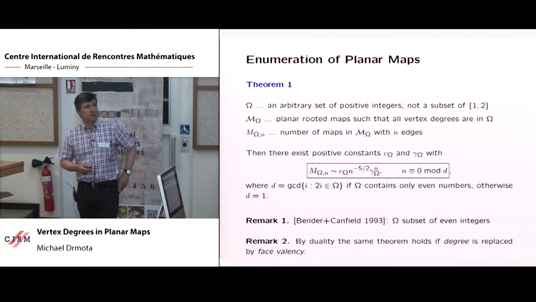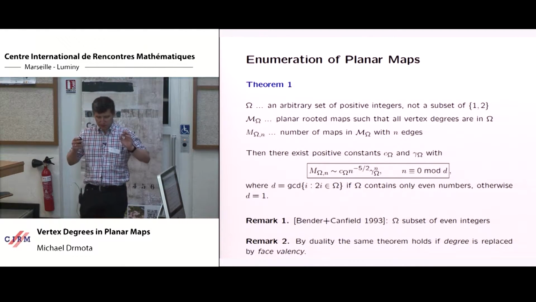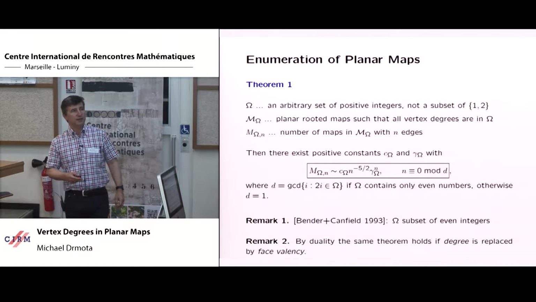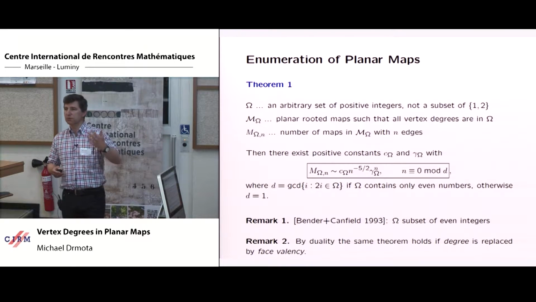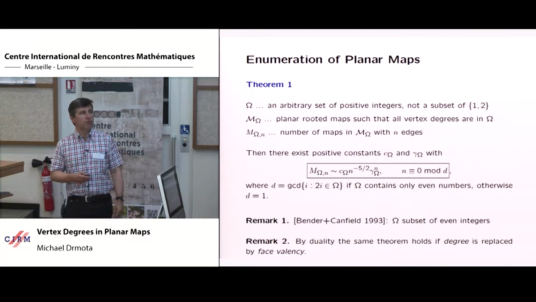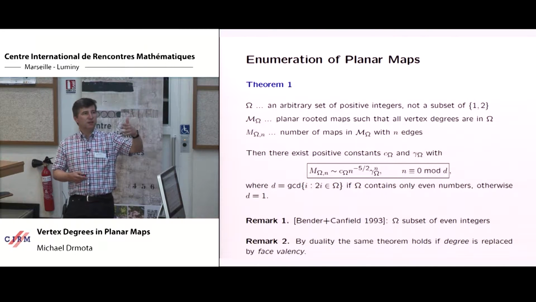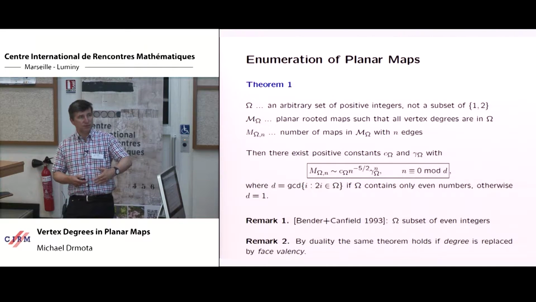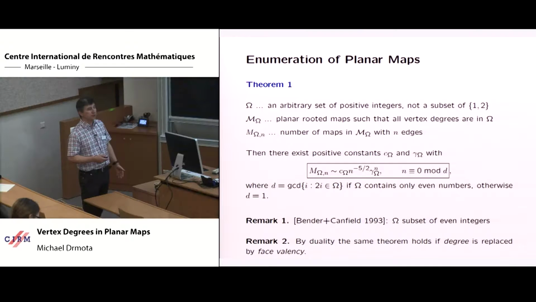And the second remark is that if we restrict to Eulerian maps, and consider only a subset of even integers, then this theorem is not new, it was proved by Bender and Canfield. But what is new is that it is not only true for Eulerian maps, but it's true for any kind of maps, where omega can be an arbitrary subset, not only a subset of even integers.